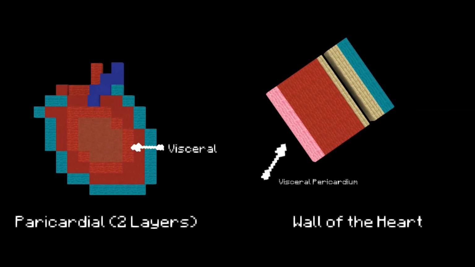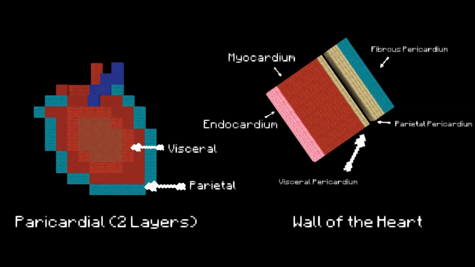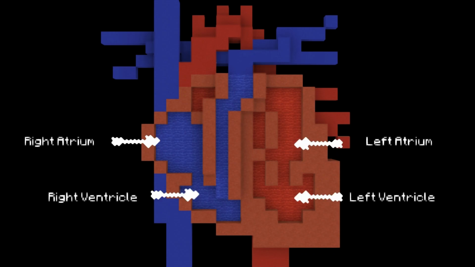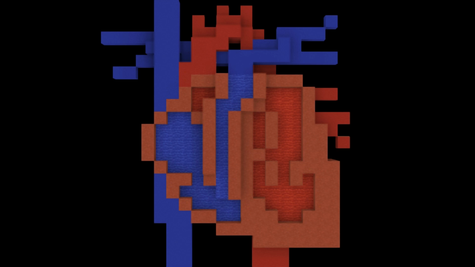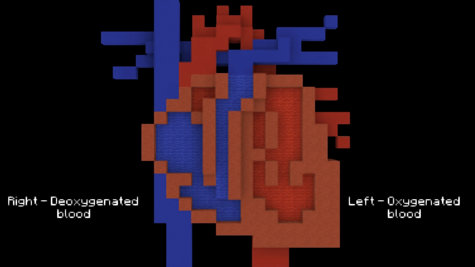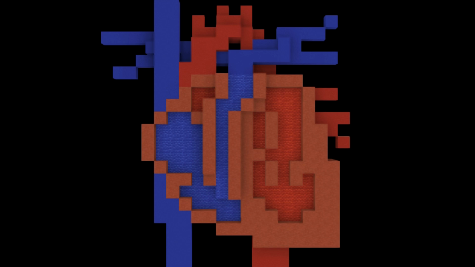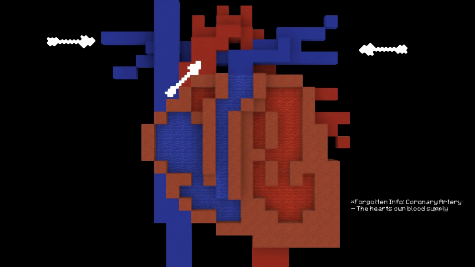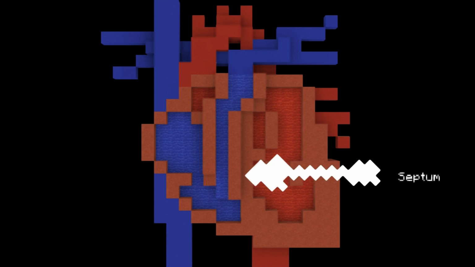The heart has two layers that make up the pericardium, visceral and parietal. In between those layers is the pericardial cavity. It contains fluid to reduce friction. Now, let's take a look at the inside. There are four chambers, the right and left atria, and the right and left ventricles. The left side of the heart contains oxygenated blood, and the right side contains deoxygenated blood. The atria receive returning blood through veins, and the ventricles pump blood out of the heart through arteries. The wall that separates these chambers is known as the septum.